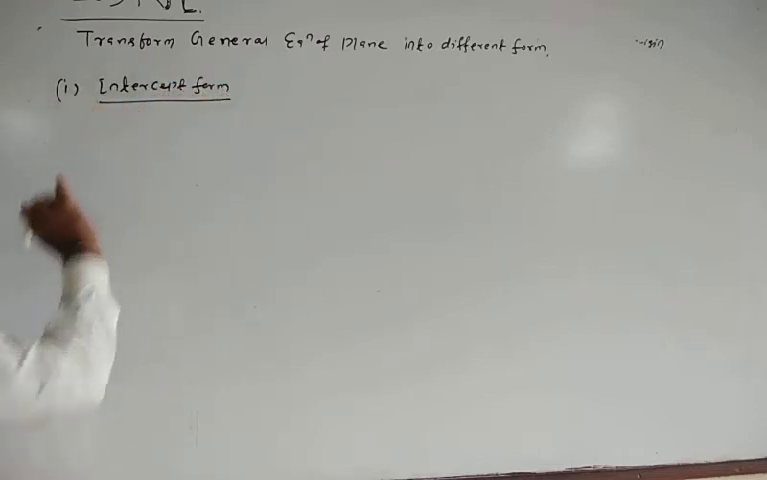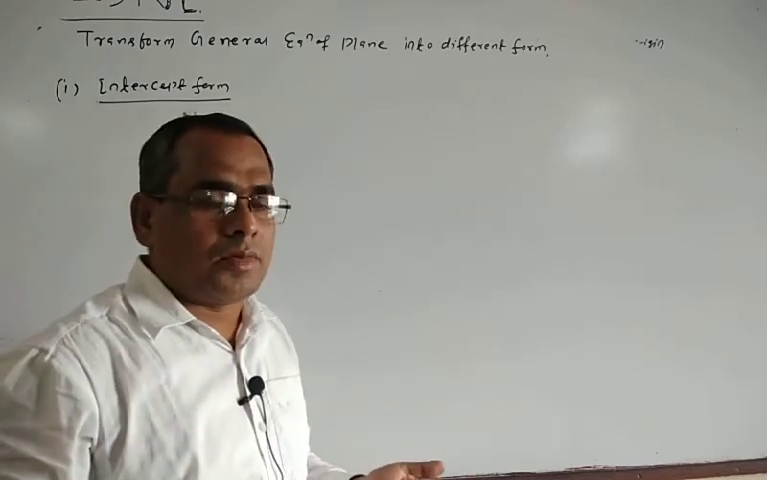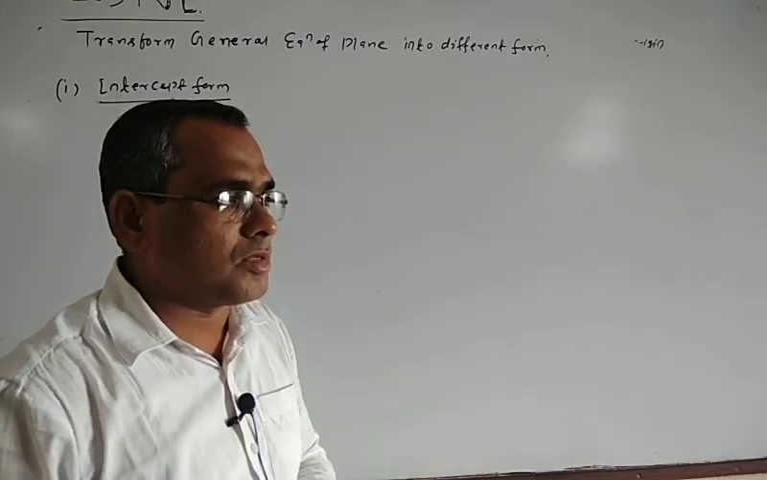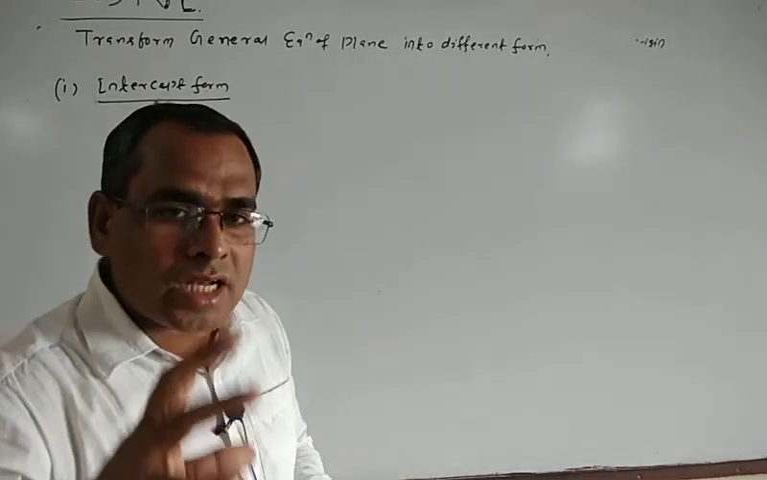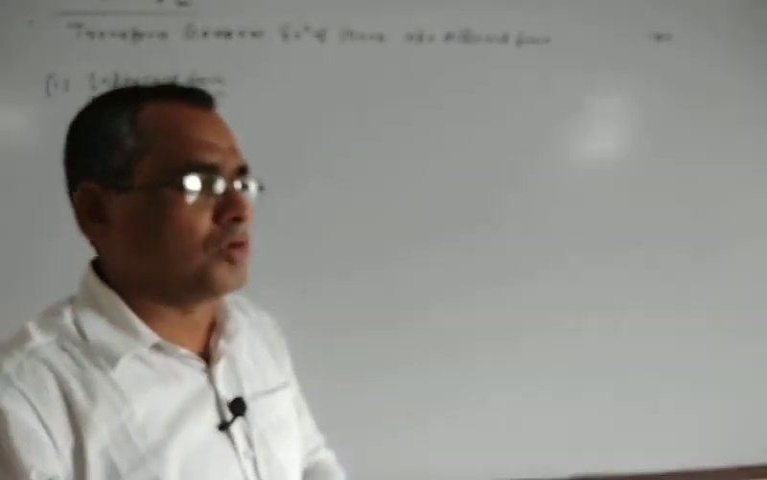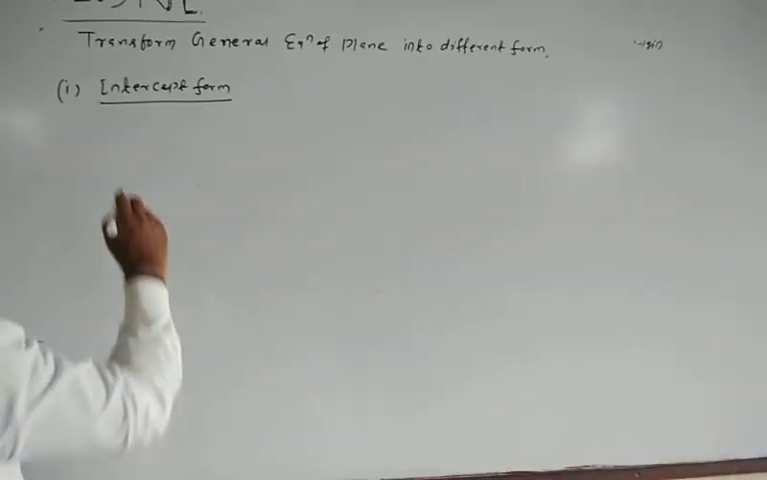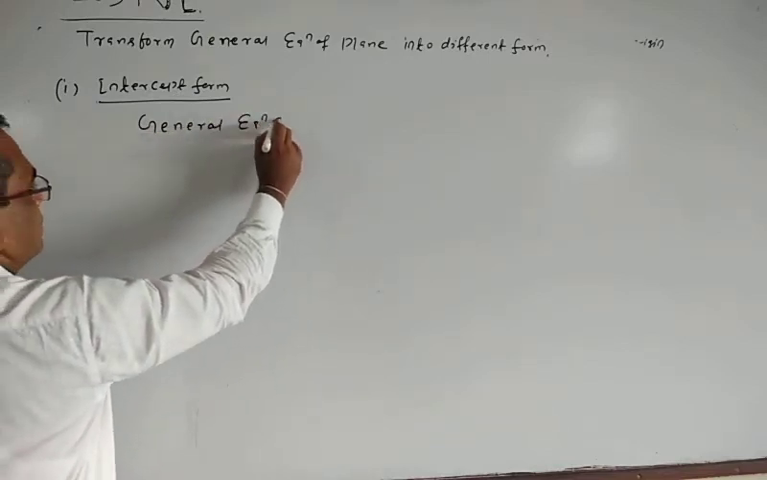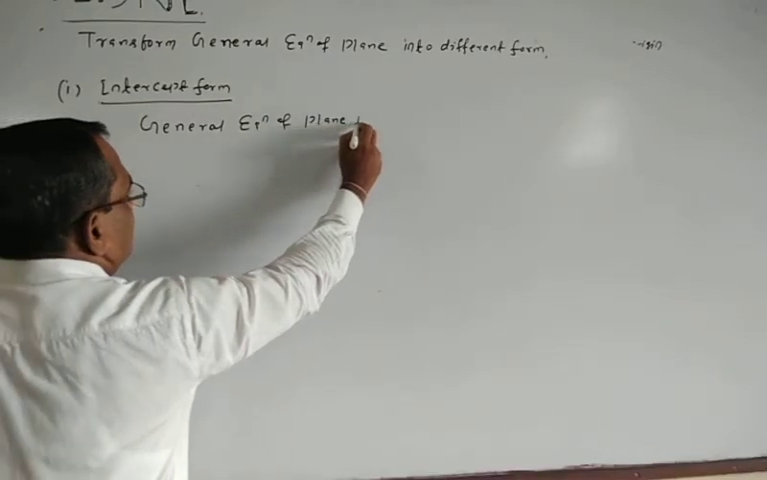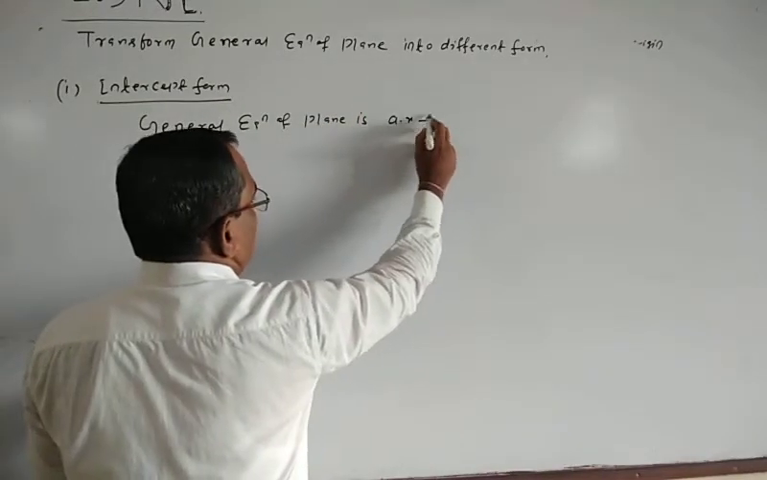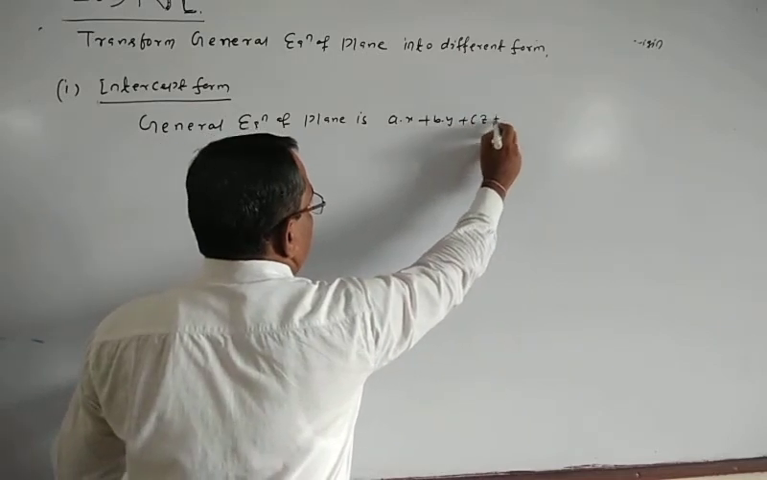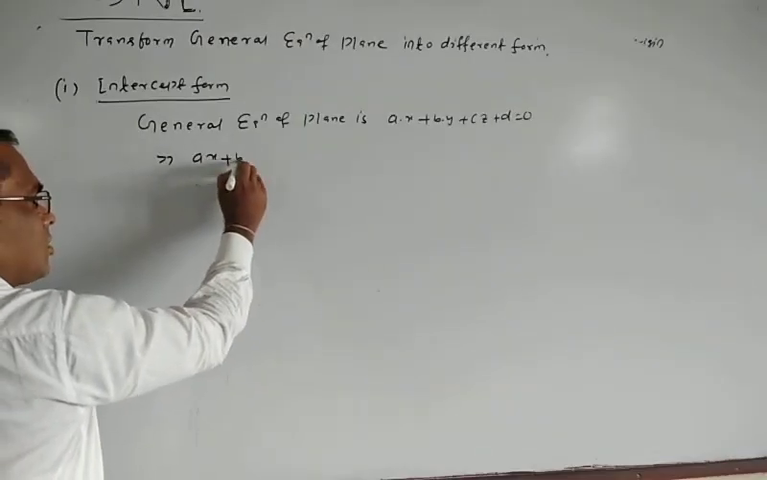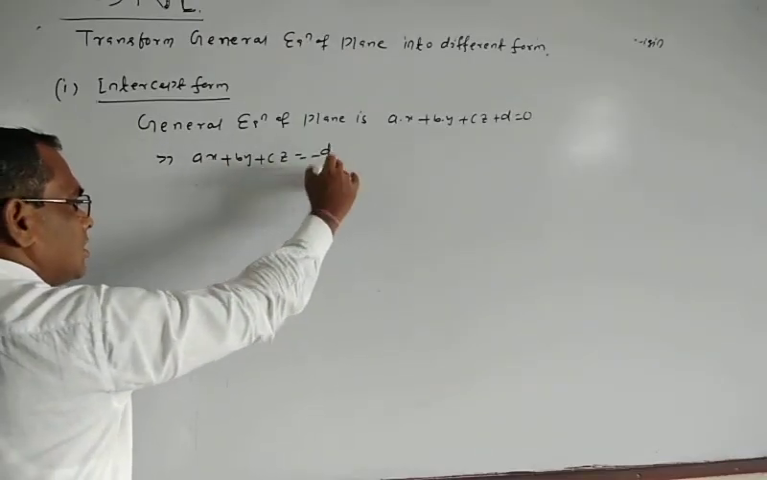You know the intercept form of the equation of the plane is x by a plus y by b plus z by c is equal to 1, and the general form is ax plus by plus cz plus d equal to 0. We have to convert the general equation of the plane to intercept form. So what we do? The general equation of a plane is ax plus by plus cz plus d equal to 0. That implies ax plus by plus cz is equal to minus d.